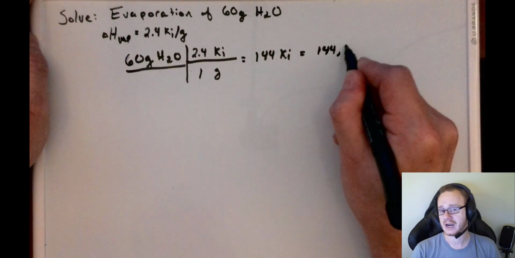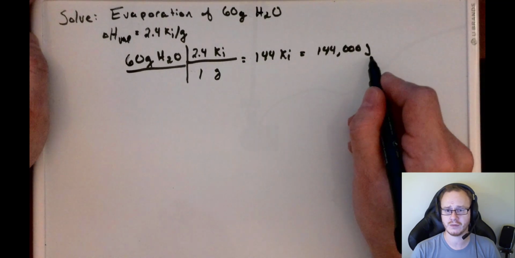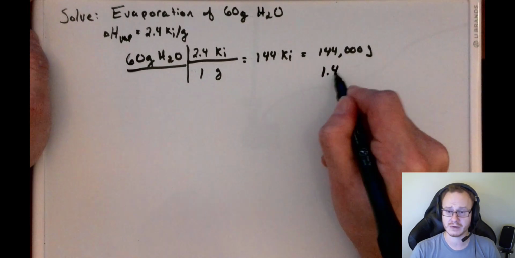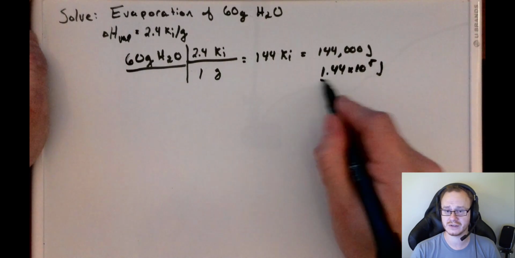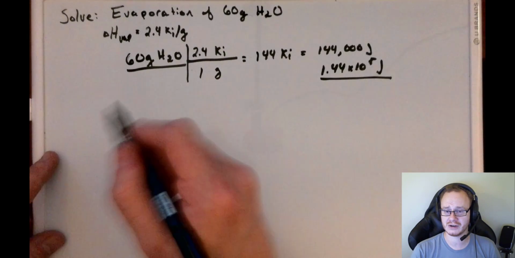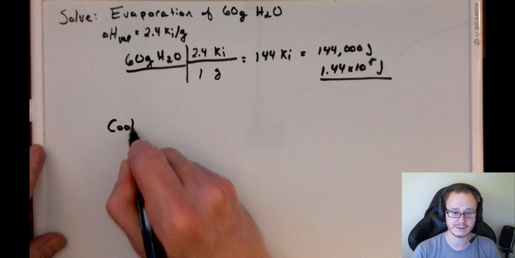144 kilojoules. I'm going to go ahead and convert this to joules right now, because I do know that the specific heat of water is specifically listed in joules. Using scientific notation, because this is quite a large number, I end up with 1.44 times 10 to the fifth joules of energy that the 60 grams of water is going to absorb itself, and thus this is the energy lost by the liquid water inside.